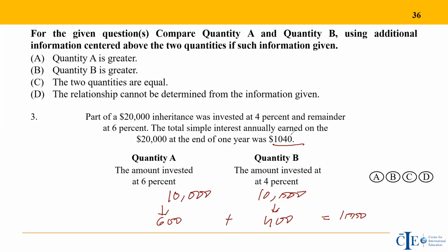It's more than 1,000. As the total earned value is more than 1,000, it means you should have invested more at a greater percent than the lesser percent, and hence this value would definitely be greater than 4%. Because as I have to earn more, I have to invest a larger value on the 6%, and only then would it be more than 1,000.